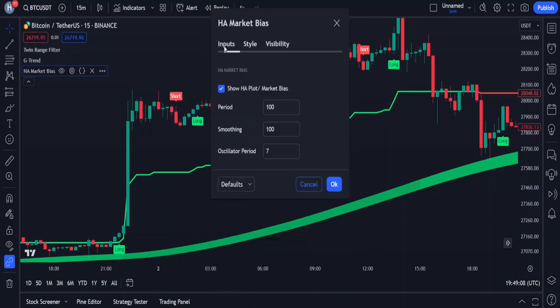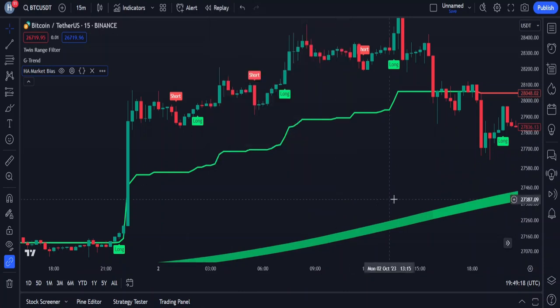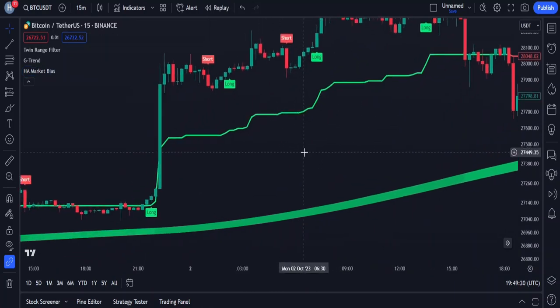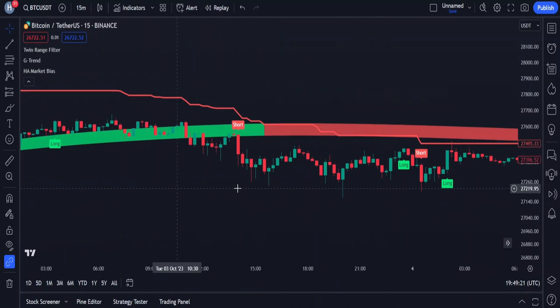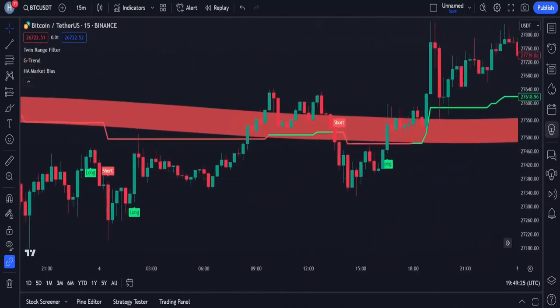Then we move to the Inputs tab and change the period option to 200. The smoothing option should be on 100. The oscillator period should be set to 7. So these are going to be the changes in the settings for this indicator. Now that our chart is set, let's go through the complete rules for entering a buy and sell trade through this strategy.